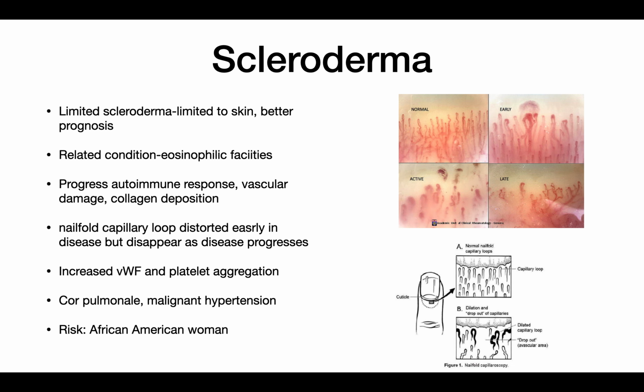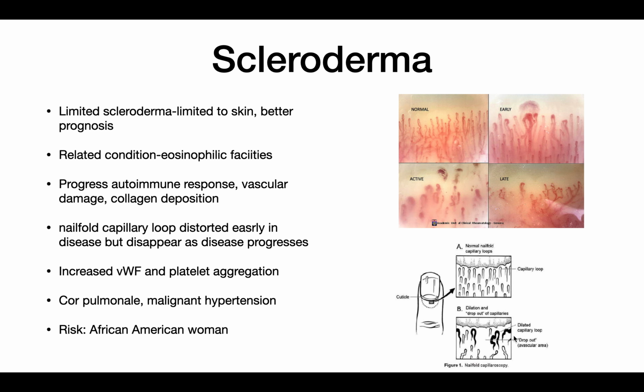Scleroderma, there's two different types, right? The limited one is limited only to the skin, which is good. The related condition is eosinophilic problems that progress to autoimmune response, vascular damage, and collagen deposition. This is the worst one. This one shows up right here, the nail fold capillary loops. They're going to be distorted early in the disease, but then they go away once the disease progresses.